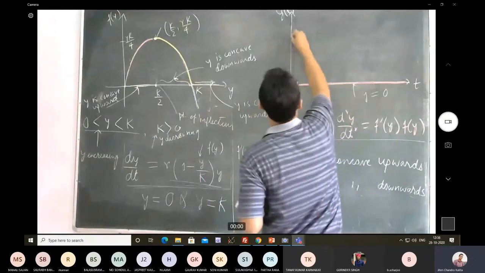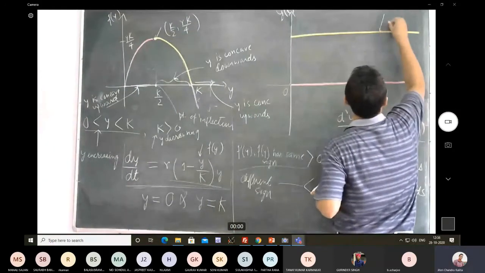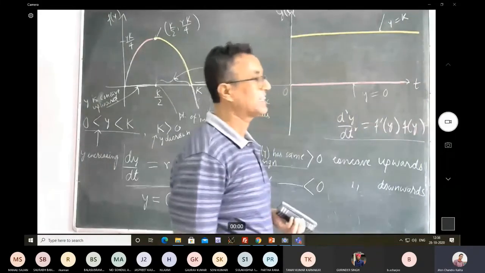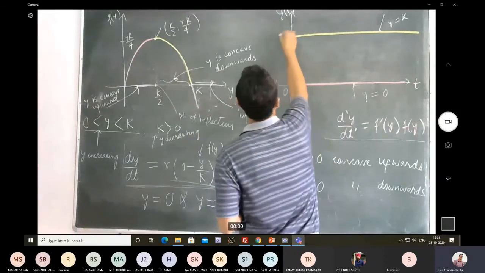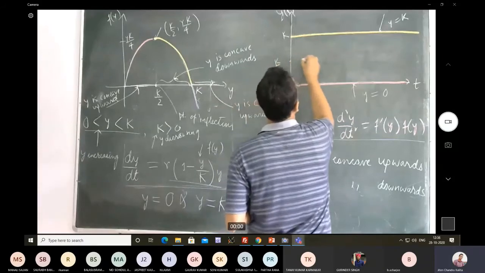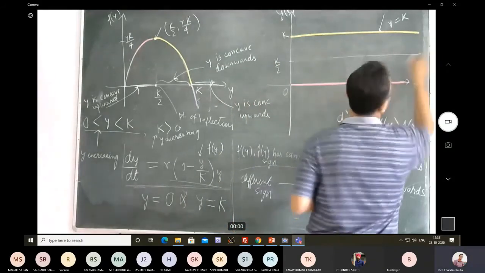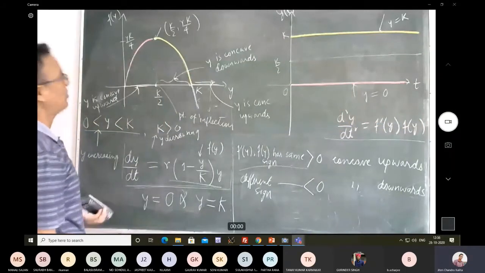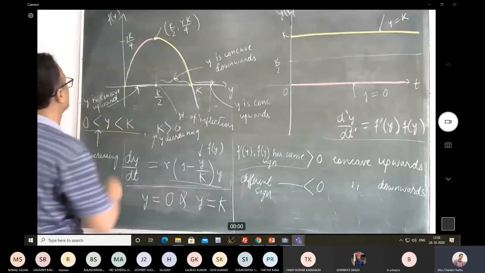And suppose this is my y equal to k. And I still have one more crucial line here. This k by 2 is also crucial. It is something like this. Okay, fine. So now, what is happening? Let us see what happens.